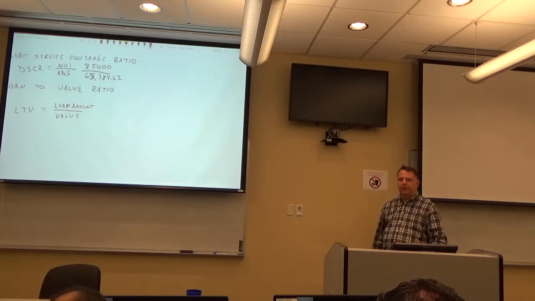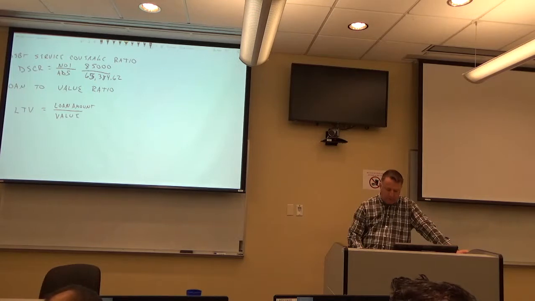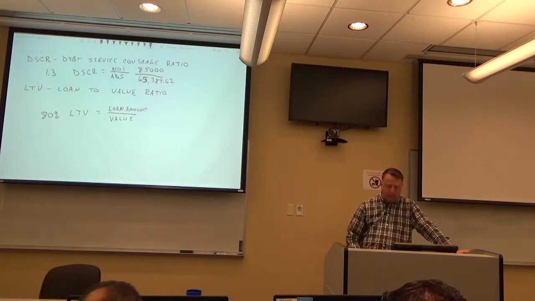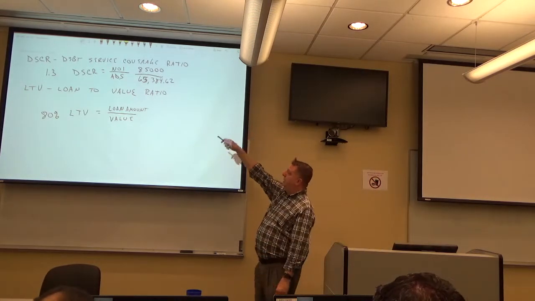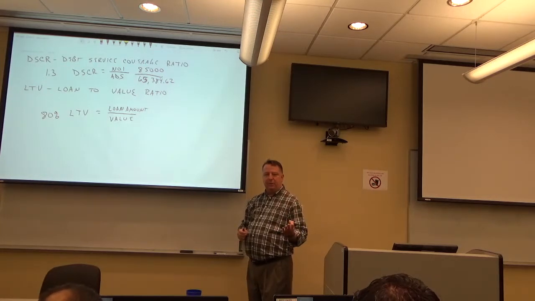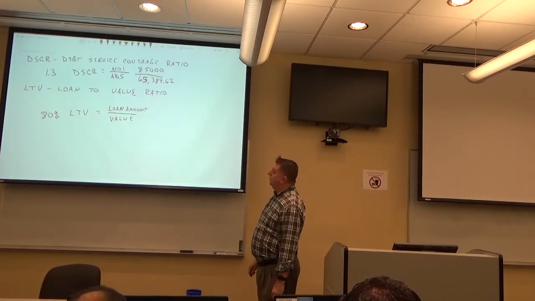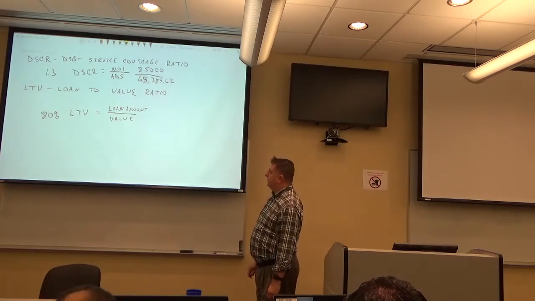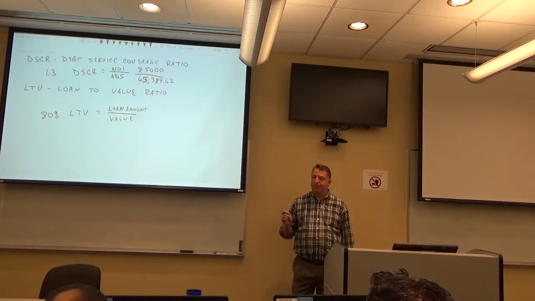Does everybody see that? The 1.3 is the debt service coverage ratio. So once again, all we're doing is taking the 85,000 and dividing it by the minimum debt service coverage ratio the lender has told us, 1.3, and that tells us our maximum annual debt service of 65,384.62. Is everybody cool with that?